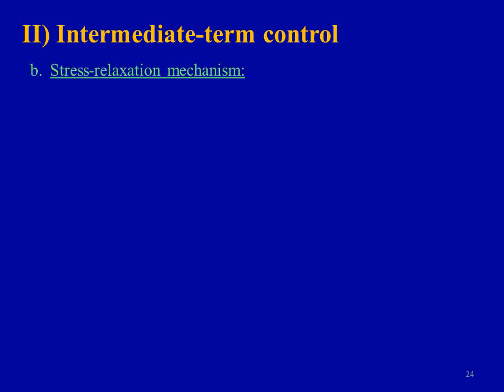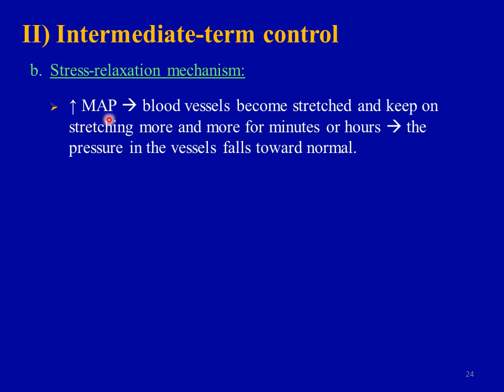The second factor in the intermediate term control is the stress relaxation mechanism. So what happens here? We have a gradual increase in the mean arterial pressure. This will lead to stretch of the blood vessels and keep stretching them more and more for minutes to hours. The pressure in the vessels will fall towards normal gradually. So a gradual increase in blood pressure will stretch the blood vessels gradually, and this stretch will take minutes to hours.